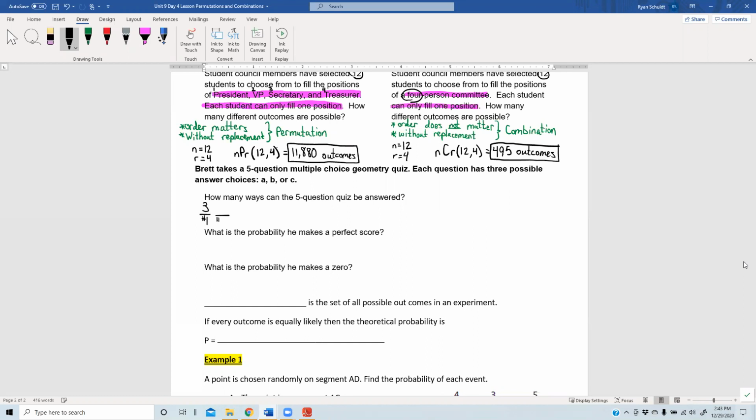Okay, number 2, how many answers can he pick from? A, B, or C. There's 3 there. Number 3, how many can he pick from? 3. And we can keep going until we get to question number 5. There's only 5 questions on the quiz. Each time he can pick 3 answers: A, B, or C. Well, to figure out how many ways, you just multiply.